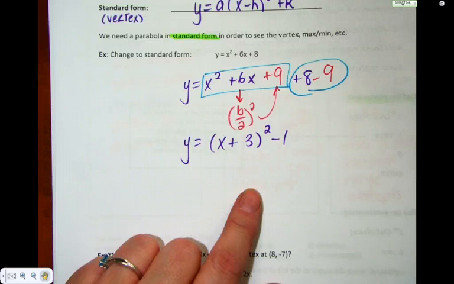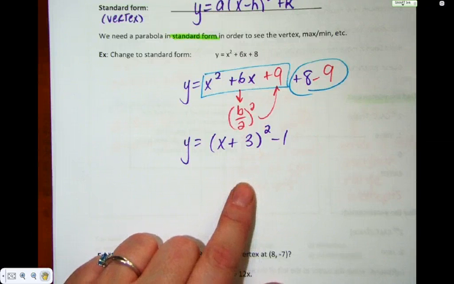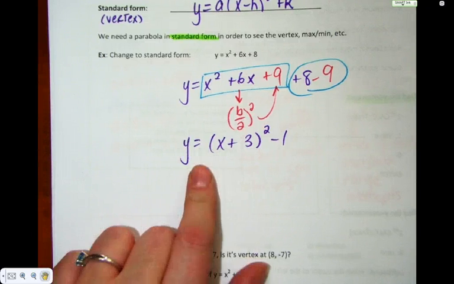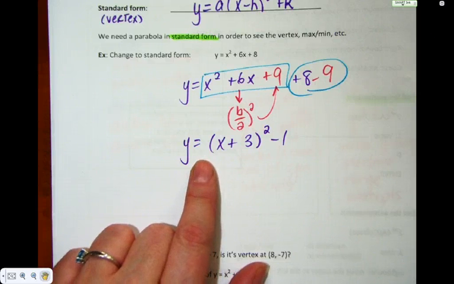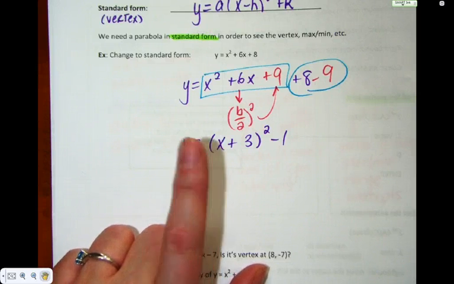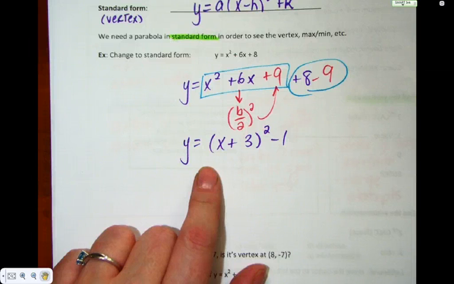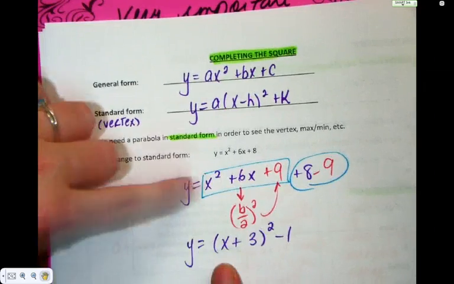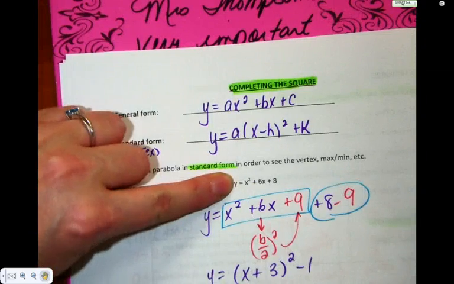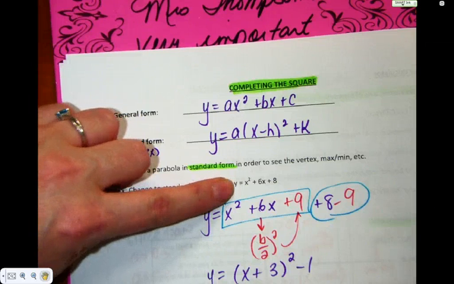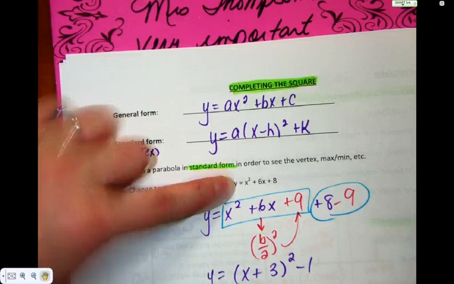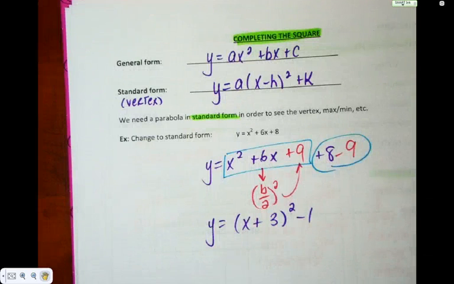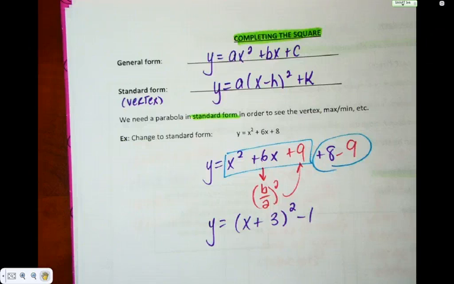What's the axis of symmetry? X equals negative 3. Does it go up or does it go down? So what's the direction? Up, because there's no negative in front. Because it goes up, what's the max or min? It's a min at y equals negative 1. Do you see how we don't like this form, because we can't tell anything? There's no way to quickly look at this and know the vertex would be negative 3, negative 1. That's why we love this form. That's it. That's completing the square. It's just the first step of what we did last unit.